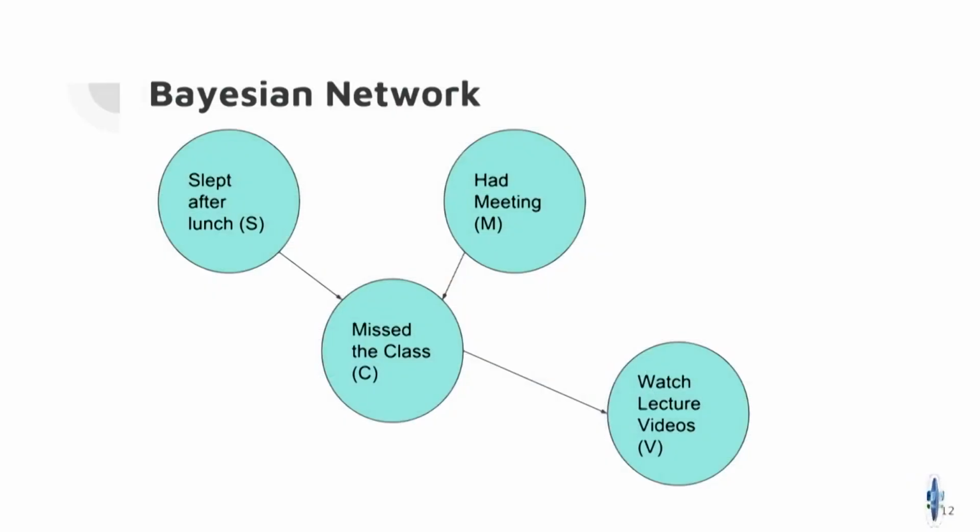Consider, suppose I'm asking you to go and watch today's class in the video lecture which is recorded using CDIP today. Consider, I am saying that if you miss the class, you have to go and watch today's class in a CDIP recording. I gave the node names S, M, C, V. M is meeting, S for sleeping, C for class, V for video.